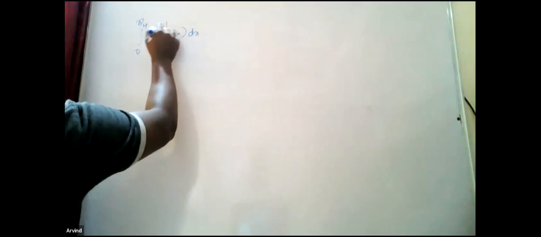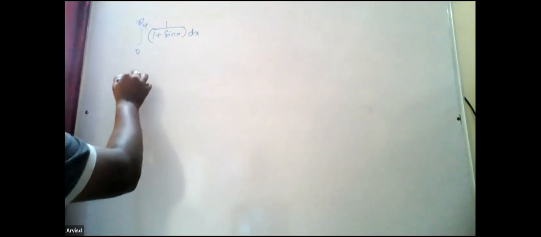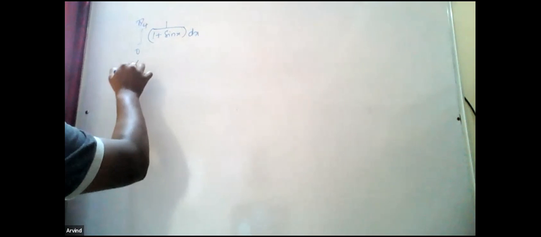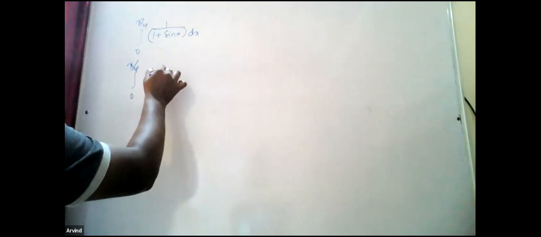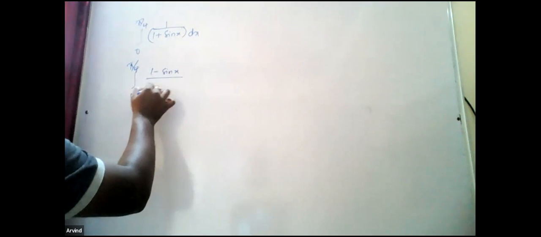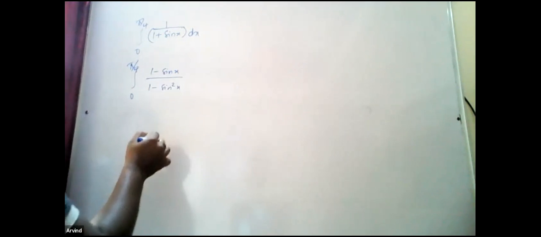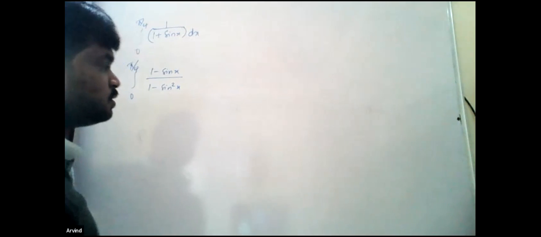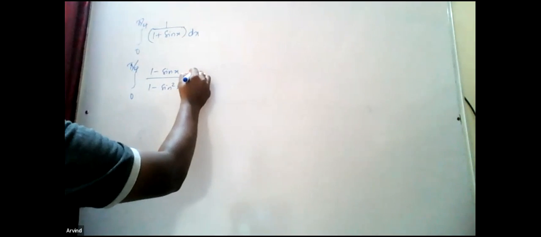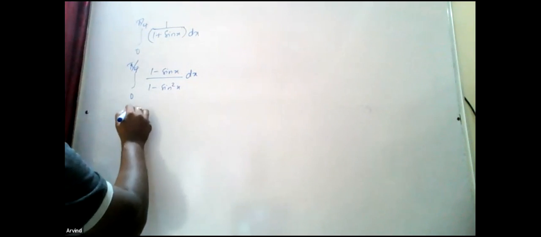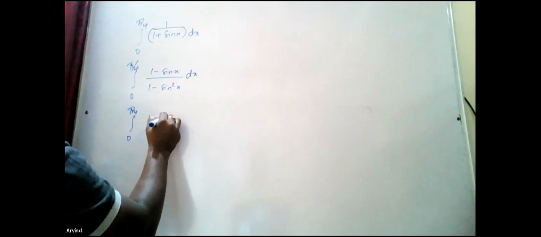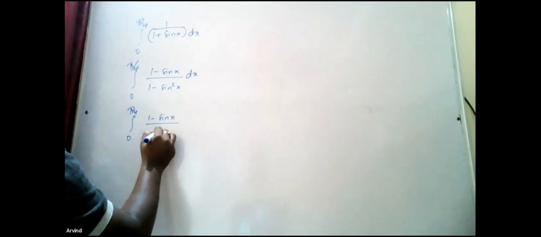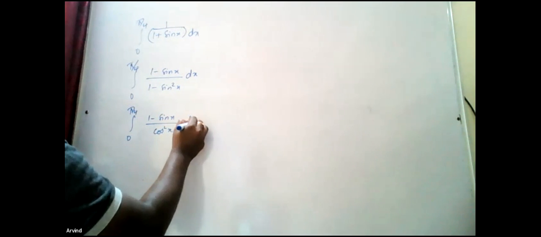Sorry, 1 divided by 1 plus sin x. If you rationalize, you get 1 minus sin x in the numerator and 1 minus sin square x in the denominator, because the denominator will become a plus b into a minus b, so a square minus b square. Okay, 0 to pi by 4, 1 minus sin x, and 1 minus sin square x can be written as cos square x dx.